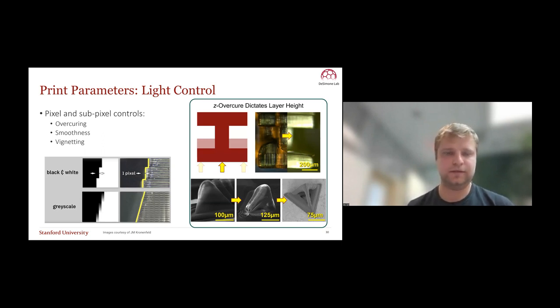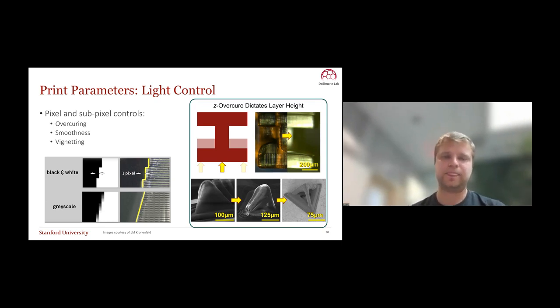So the resin permits UV light to go through, and if your intensity is too high, or there's not enough UV absorber in the resin, for instance, light will cure not only the layer that you want, but also the previous layers.